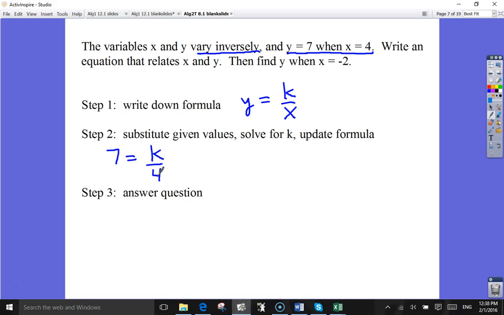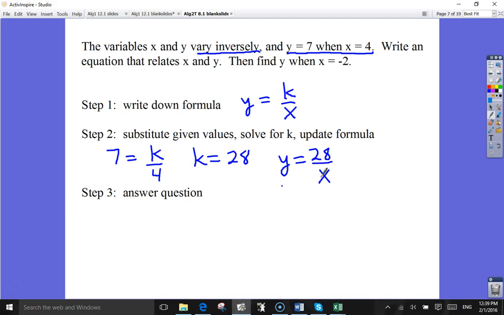So now the only thing I don't know is k, so I can solve for k. K equals 28. So now I can finish my variation. It's actually y equals 28 over x.